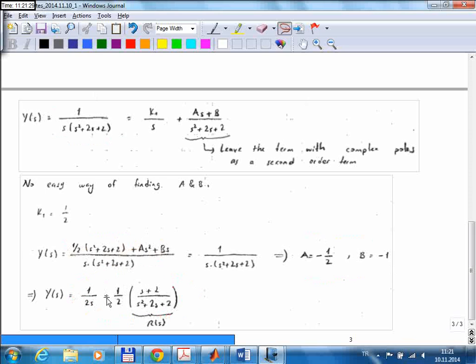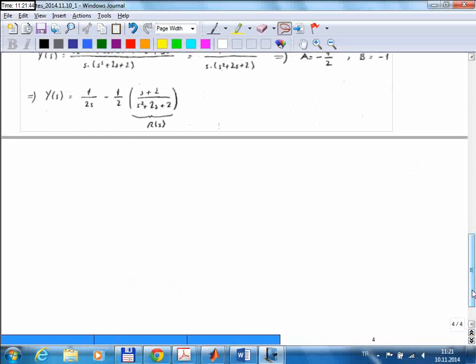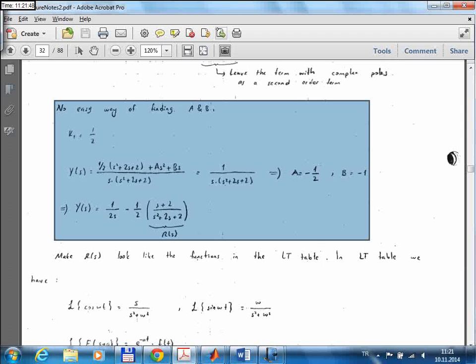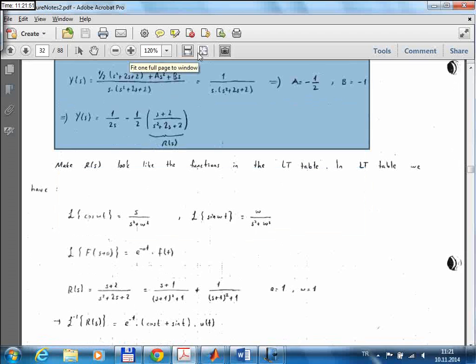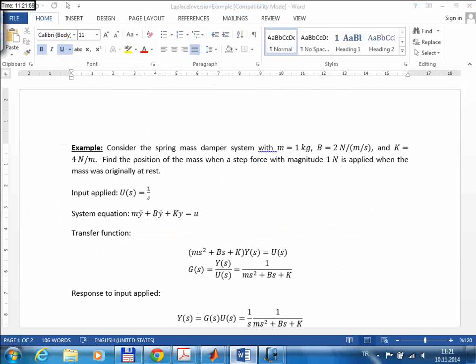Now this is what we need to take the inverse of. The inverse of this is easy, as we had that term before in the previous example. Now we need to invert this one. To take the inverse of this, we refer to Laplace transform tables. Let me show you.